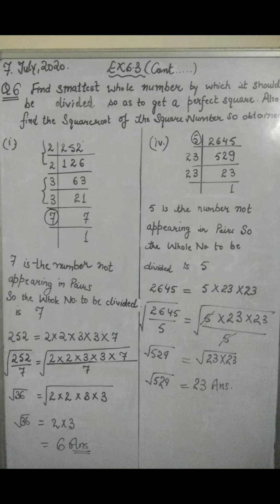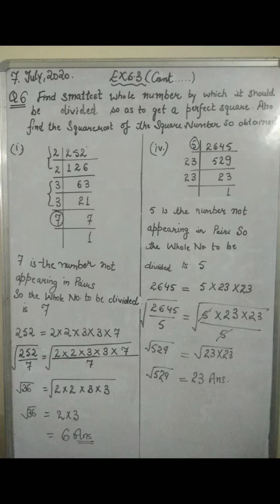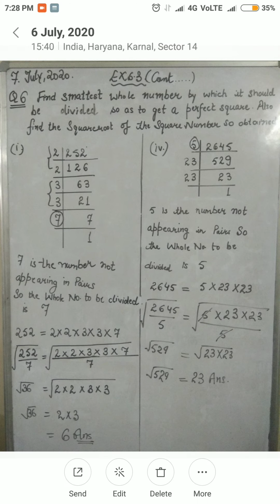Now you can see 7 is the number which is not appearing in pair, that is a single number. So if I remove that, then the rest of the numbers are appearing in pairs. So 7 is the smallest whole number to be divided. That means if I write 252 as the prime factors, it is 2 into 2 into 3 into 3 into 7.